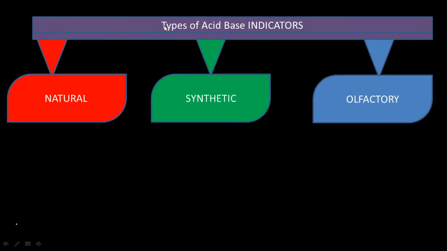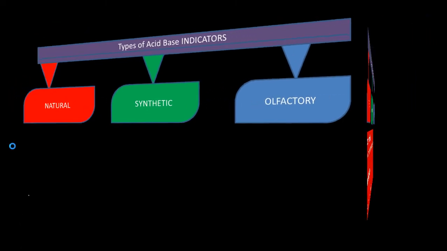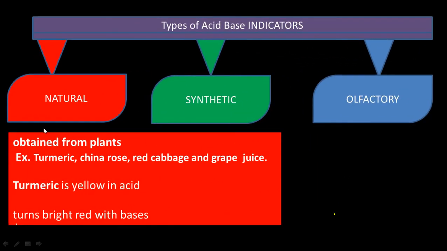How do we find which is acid and which is base? To know this, we use indicators like natural indicators, synthetic indicators and olfactory indicators. First, natural indicators. Natural indicators are obtained from plants. For example, turmeric, China rose, red cabbage and grape juice, etc.